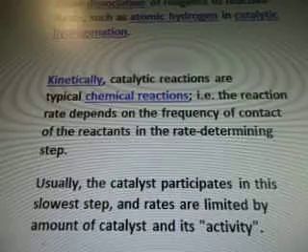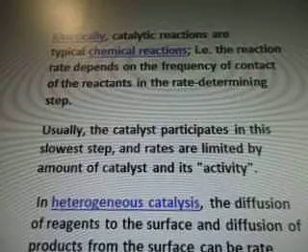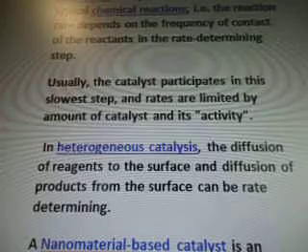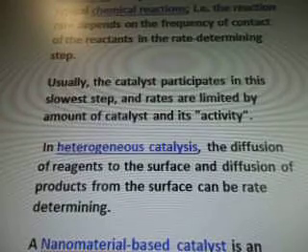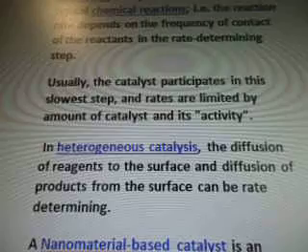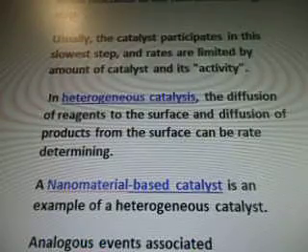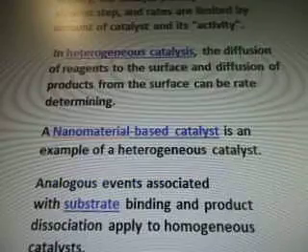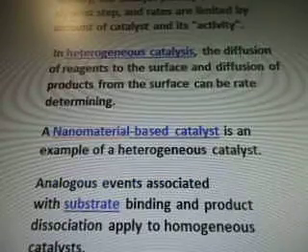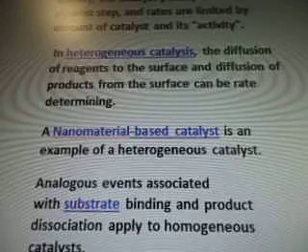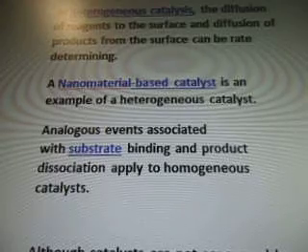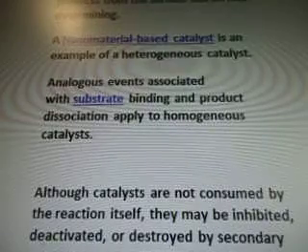catalytic reactions are typical chemical reactions. The reaction rate depends on the frequency of contact of the reactants in the rate determining step. Usually the catalyst participates in this slowest step, and rates are limited by amount of catalyst and its activity. In heterogeneous catalysts, the diffusion of reagents to the surface and diffusion of products from the surface can be rate determining. A nanomaterial-based catalyst is an example of a heterogeneous catalyst.